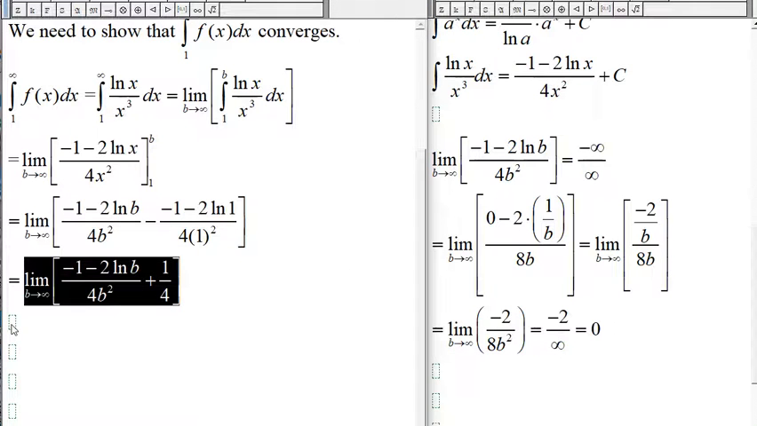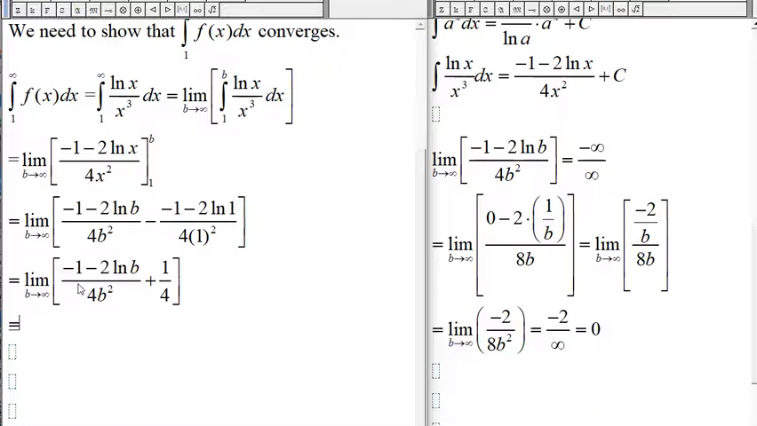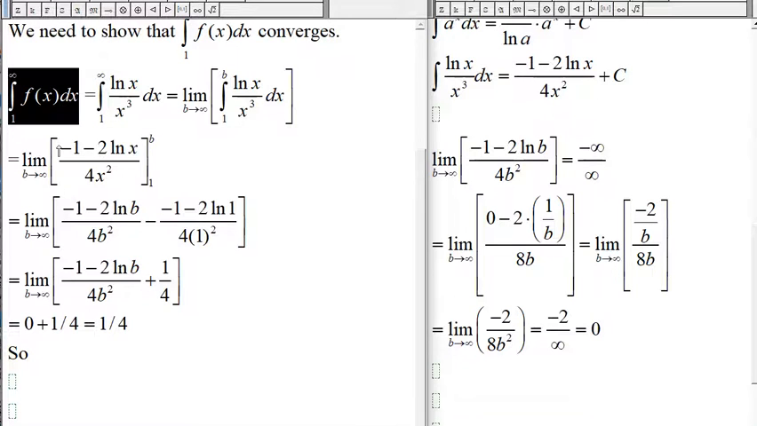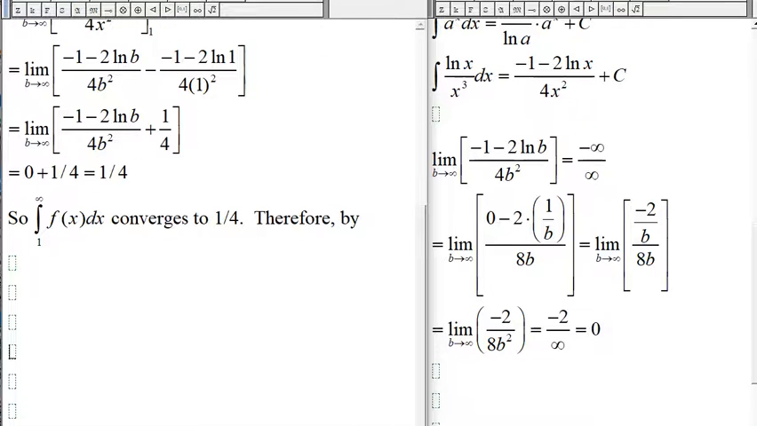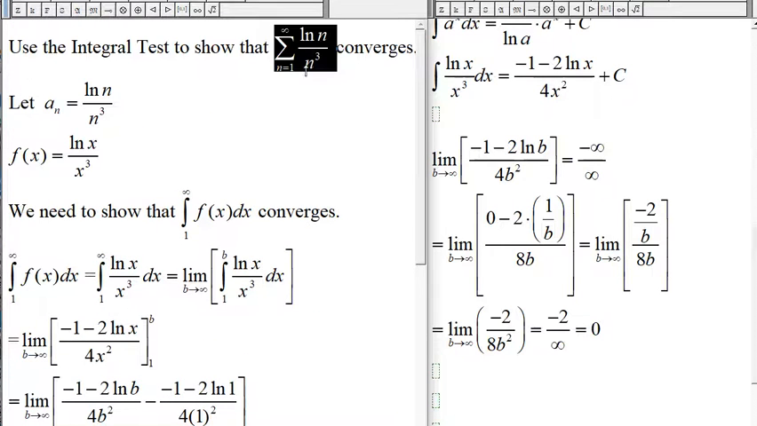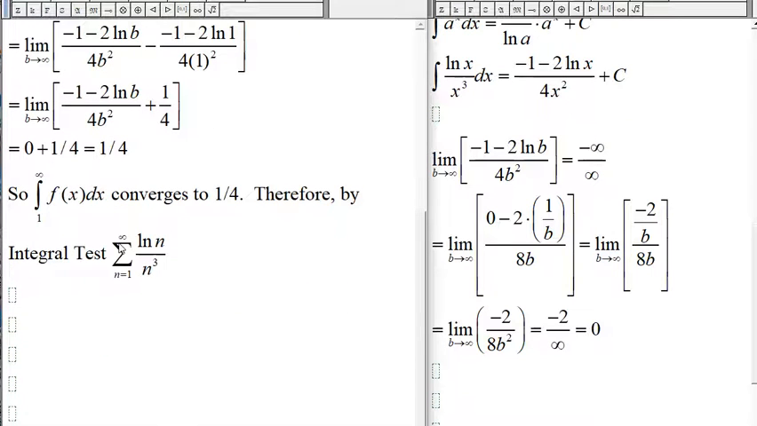And so what we get here is this: the limit of this part is 0, and then plus 1/4, which is equal to 1/4. And so this integral right here converges to 1/4, and therefore by the integral test, this infinite series converges also.